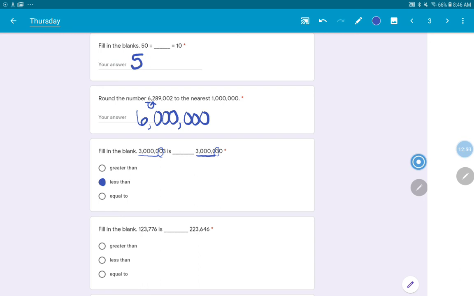Next we have 123,776 and 223,646. What's the answer to that one, Dylan? Less than. How do you know? Because the first one is lower because the second one has 200,000. Yeah, there's only 100,000 in that first number, and in the second number there's 200,000. So it is less than.